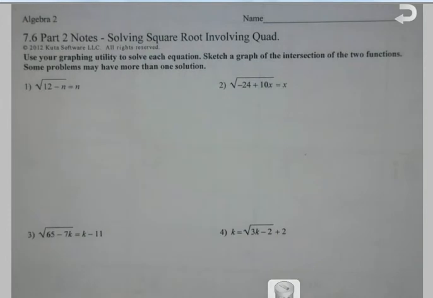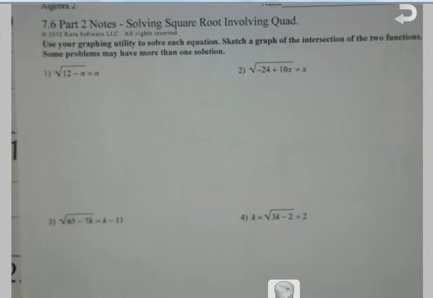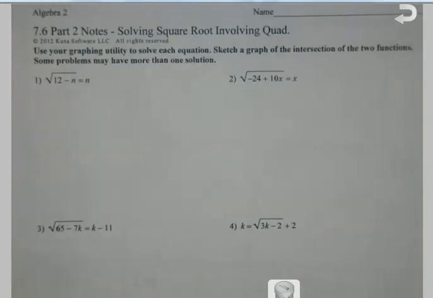All right. When we're solving square roots involving quadratics, and I will, as usual, show you both. You can pick and choose how you want to do this. But I want to show you even more with these how to use your graphing utility. We can do it algebraically, but again, we're going to be focused in on what we're doing here so we can see what's going on.